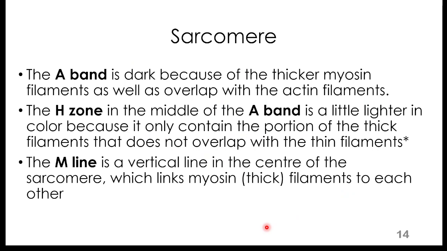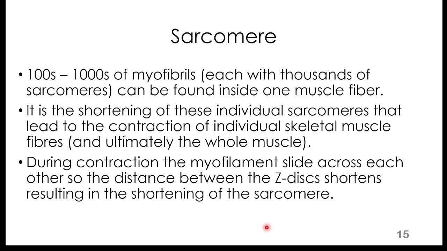Okay, so we've already said this. We'll skip this, as we've already said this several times. Now, hundreds to thousands of myofibrils can be found inside one muscle fiber, and each myofibril consists of thousands of sarcomeres. All right. So as we've already defined what the sarcomere is, we said that a single sarcomere contains one dark A band with half of the lighter I band on each end.